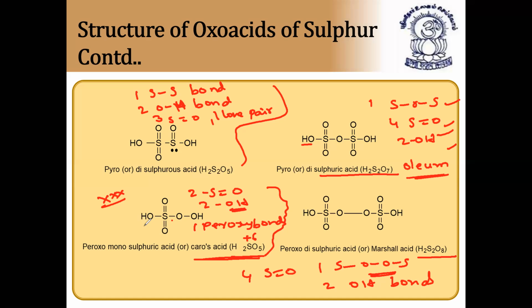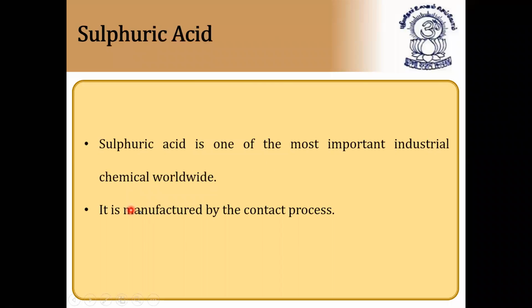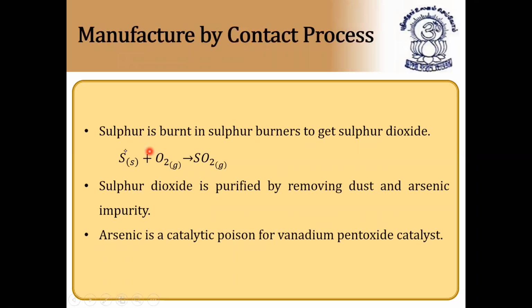It's clear. Next, sulfuric acid, very, very important. Sulfuric acid is the most important industrial chemical worldwide. It is also called the king of chemicals. It is manufactured by the contact process. So, manufacture of sulfuric acid by the contact process.